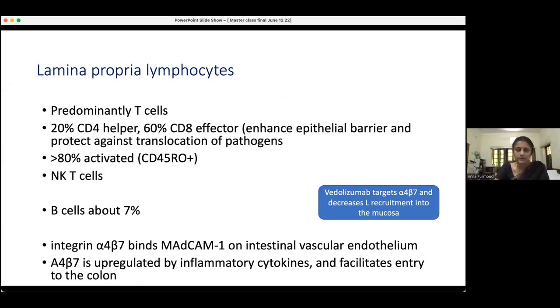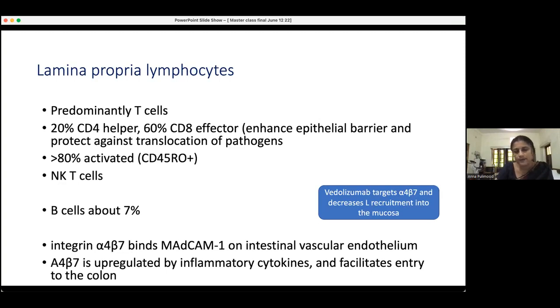B cells are actually small in number, normally about 7%. And the important integrin on lamina propria lymphocytes is alpha 4 beta 7. And this binds MAdCAM. This is a receptor on intestinal vascular endothelial cells.